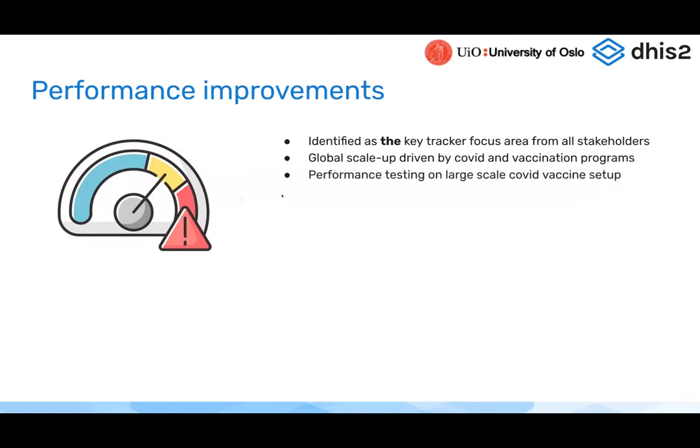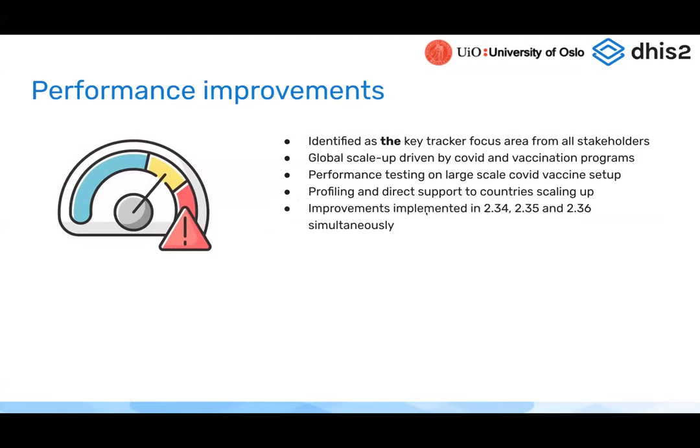So we have been working on a better and more formalized framework for performance testing on large scale vaccine setups, which has been really useful the last year in terms of making better decisions and better code and improving the performance. We have also been working directly with some of the bigger instances, removing bottlenecks and helping them to scale up.